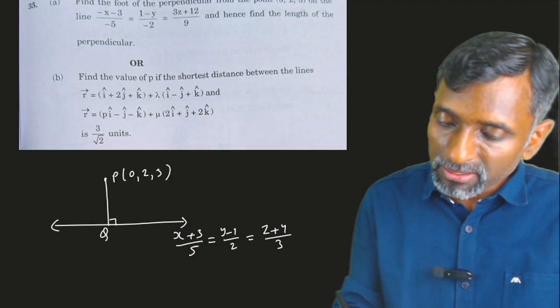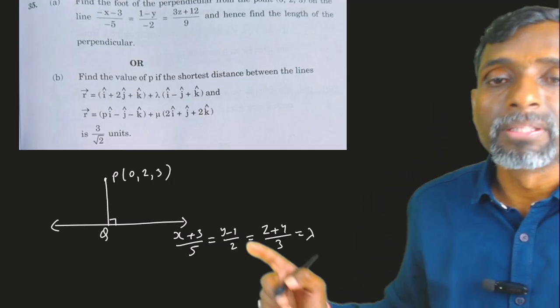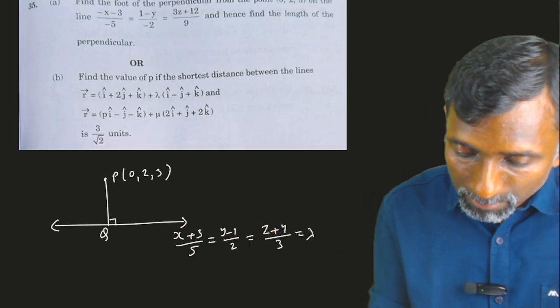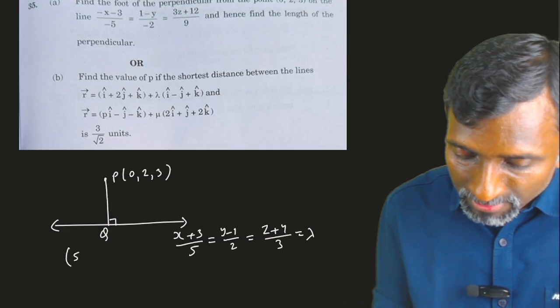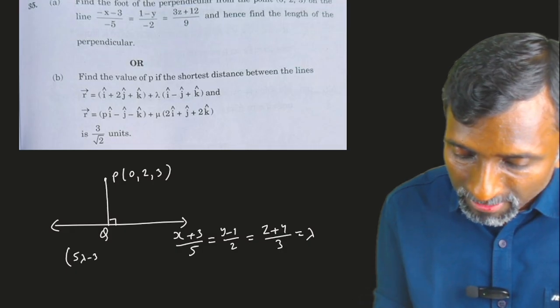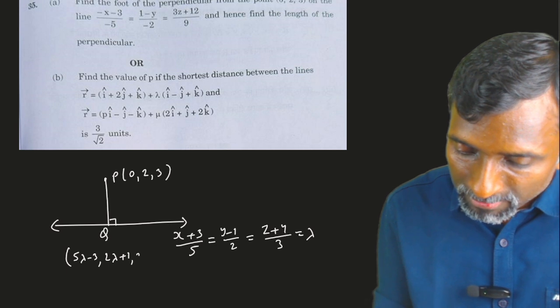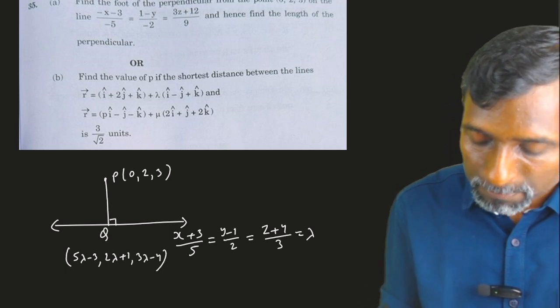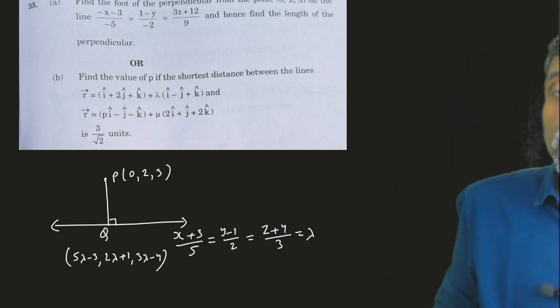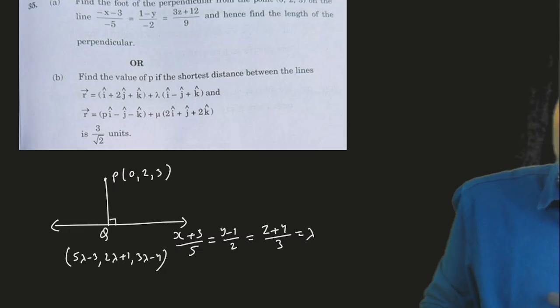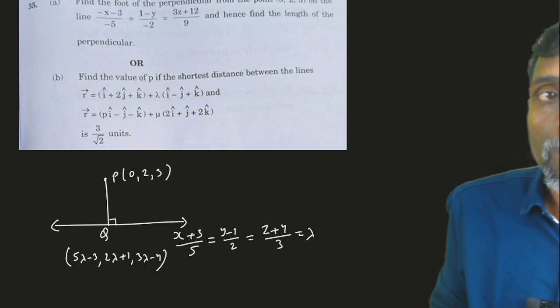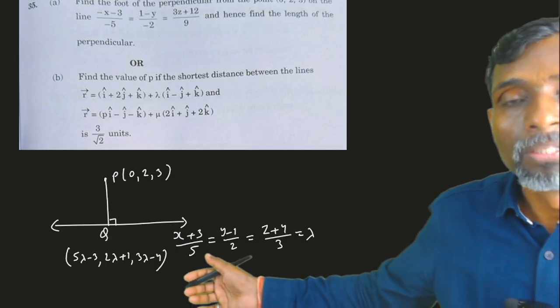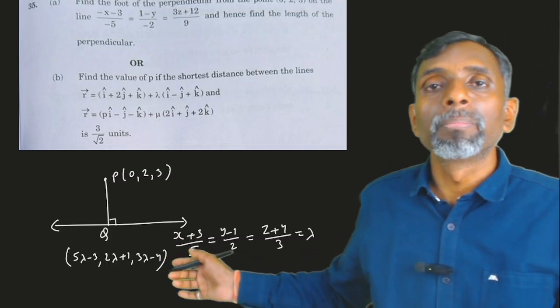You know how to consider a general point on the line? We can consider this line as lambda, and the general point is 5 lambda minus 3, 2 lambda plus 1, and 3 lambda minus 4. So this is the point on the line. Now we need to find the value of lambda, and we can put lambda here to get the exact foot of the perpendicular.